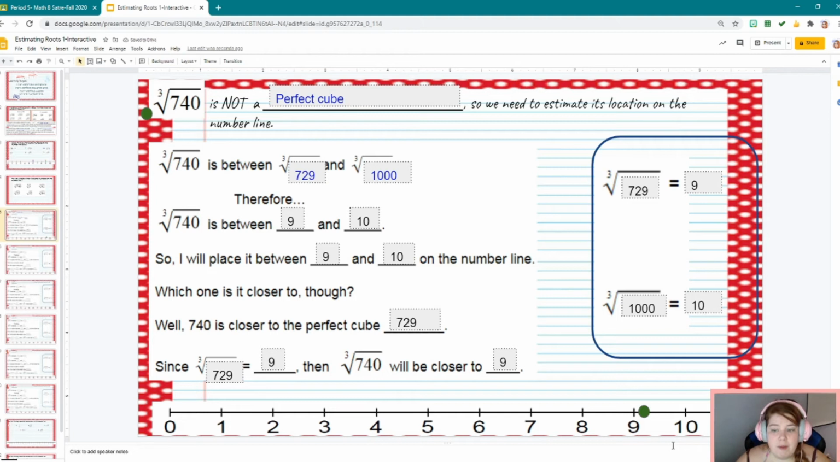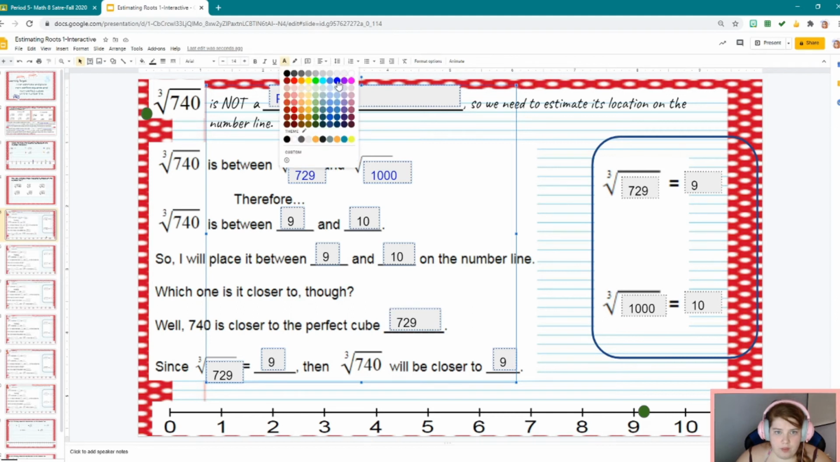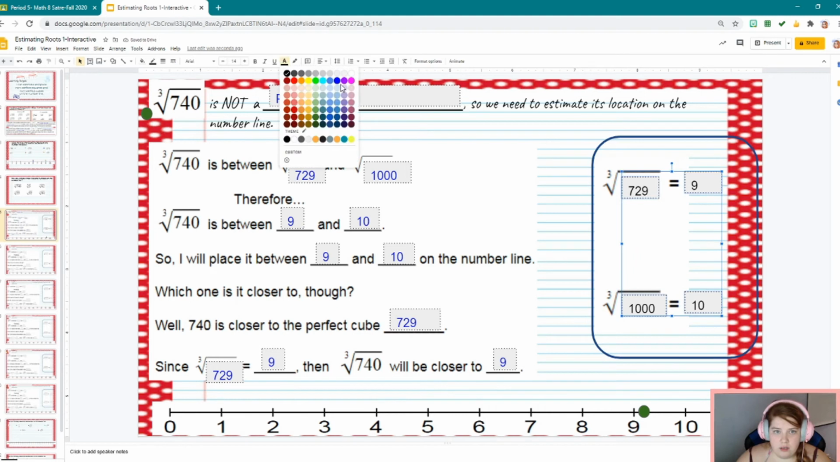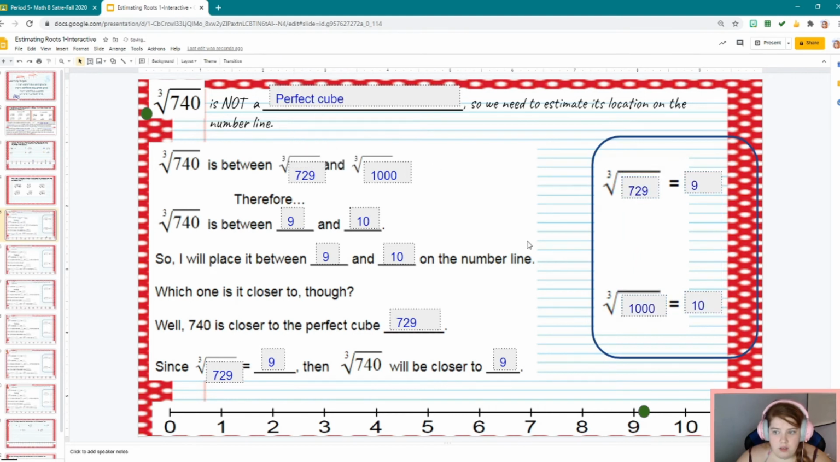And now I've estimated where it goes. It's between 9 and 10. That's what this information tells us. And then because of these two lines, we know it's closer to 9. So you should take all of this information and make sure that you fill it in. So maybe pause the video and fill in that slide number 5 for yourself.